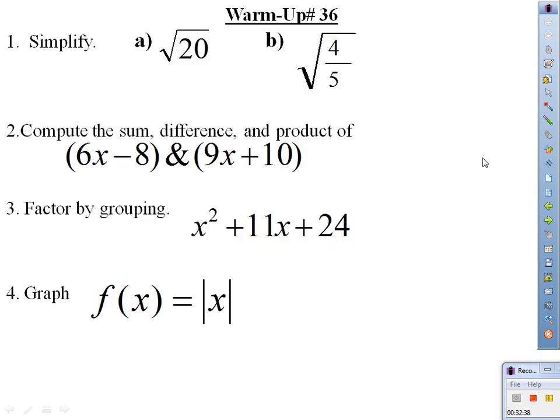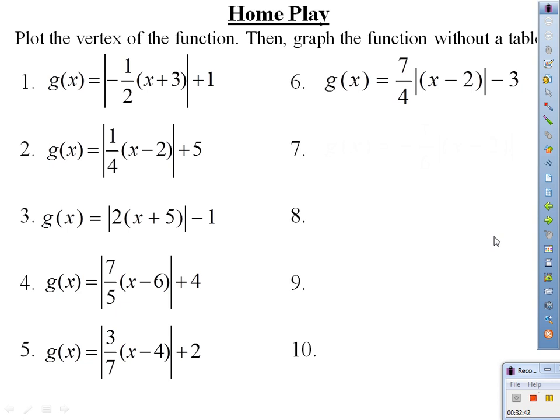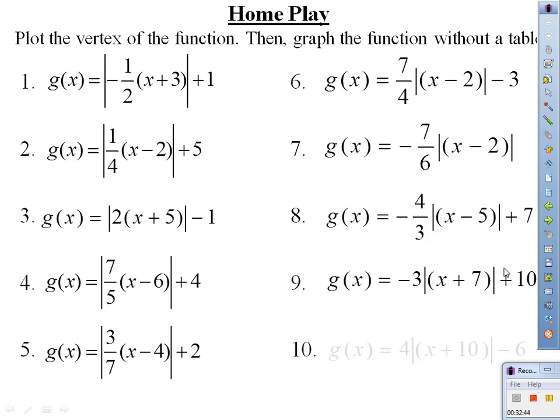All right. So once again, the homework for tonight, not Fortnite, is these 10. There is tutoring today, so make sure if you still have questions, be there.